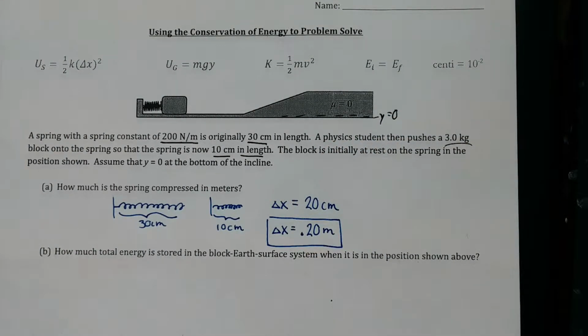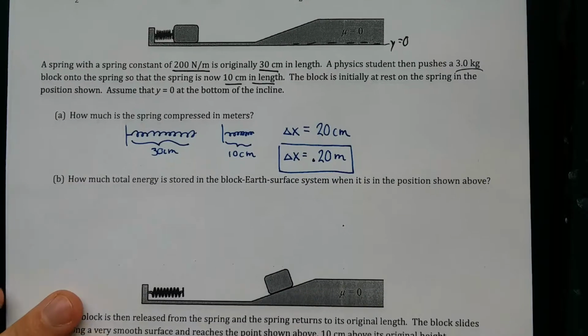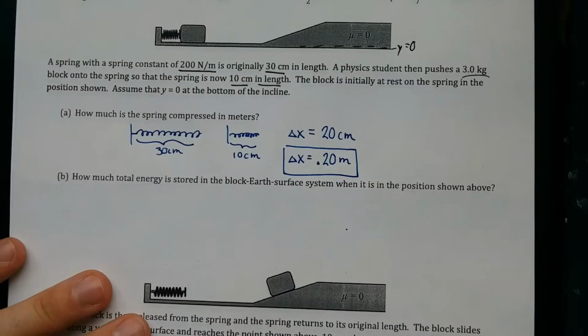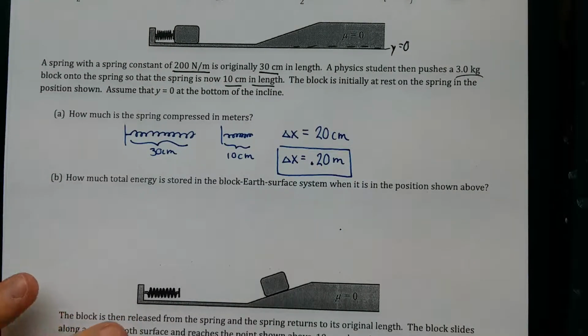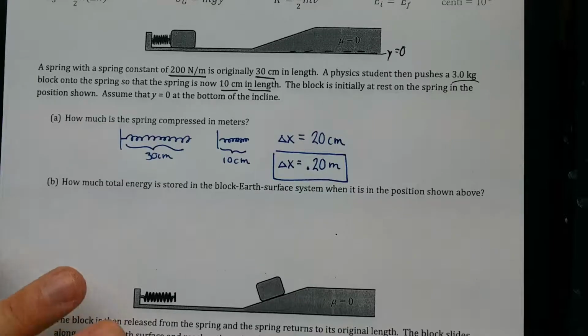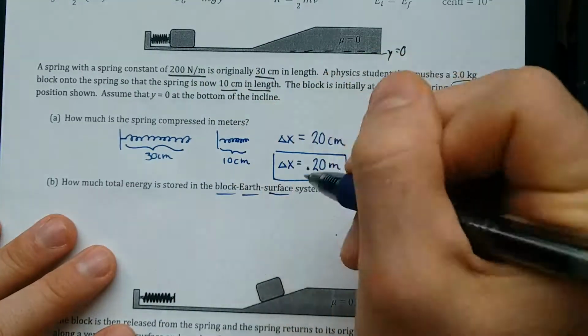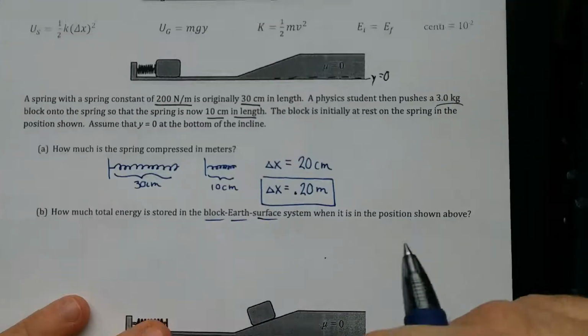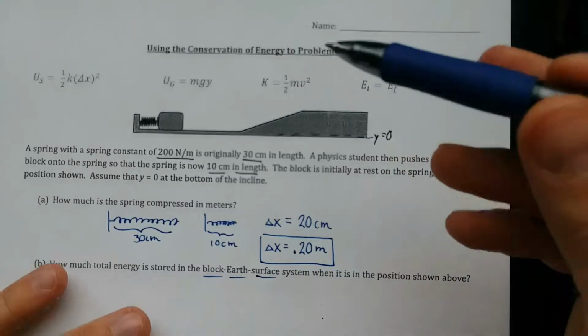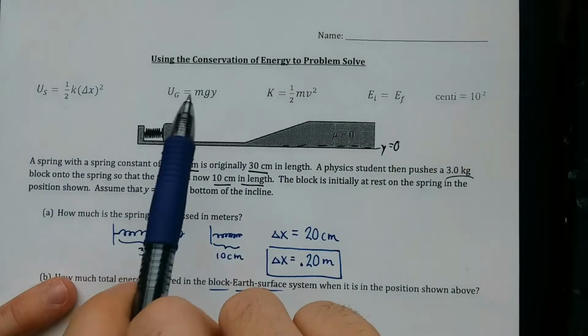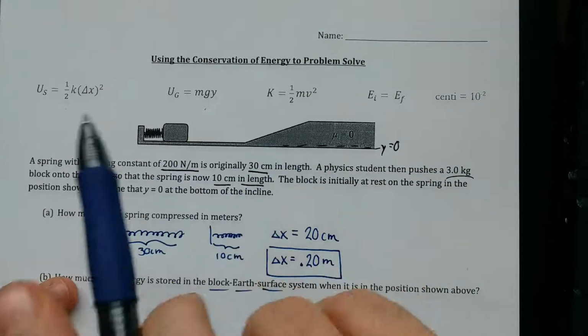Watch that you can talk about what compression means. How big was something in the beginning? How big is it at the end? Part B starts to talk about energy. How much total energy is stored in the block Earth surface system when it is in the position shown above? So the block, Earth, and surface are places where these energies could be. And I want to figure out what types of energies I could have. I could have spring potential energy, gravitational potential energy, and kinetic energy.